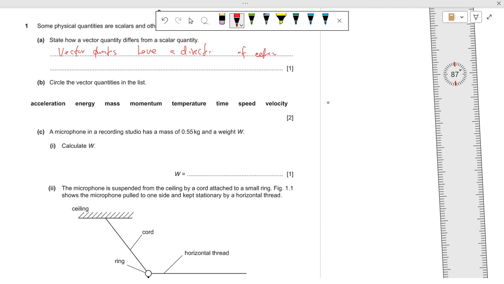Circle the vector quantities in the list. Acceleration is change in velocity divided by time. Velocity is a vector, so acceleration is a vector. Energy is a scalar quantity, mass is also a scalar quantity. Momentum is velocity times mass. Velocity is a vector, so momentum is a vector. Temperature is a scalar, time is a scalar, speed is also a scalar. Velocity is a vector.